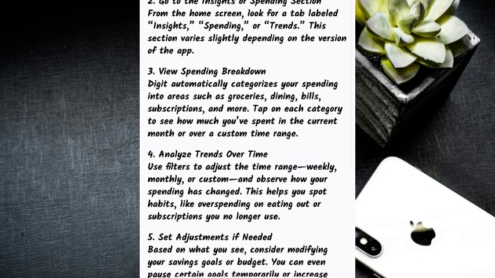Next, analyze trends over time. You can use filters to adjust the time range. You can set it to weekly, monthly, or custom, and observe how your spending has changed throughout that period. This helps you to spot habits like overspending on eating out or subscriptions that you no longer use.